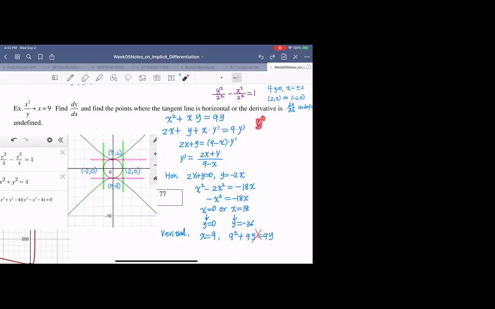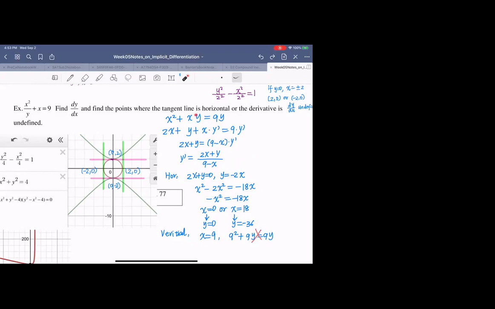Sometimes I write y prime, sometimes I write dy over dx. They mean the same thing, okay? Next, I do 2x plus y equals. They both have a y prime, so this is 9 minus x times y prime. That means y prime is going to equal 2x plus y divided by 9 minus x. So you have this correct, right?